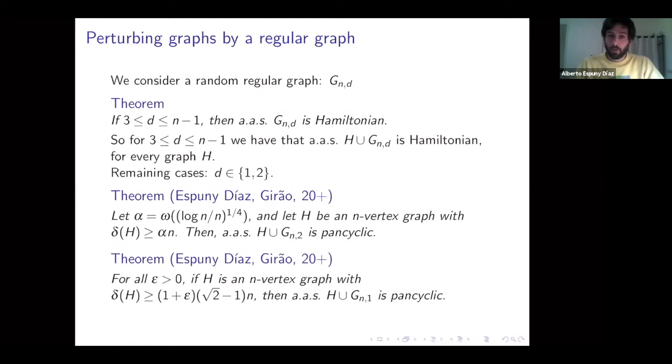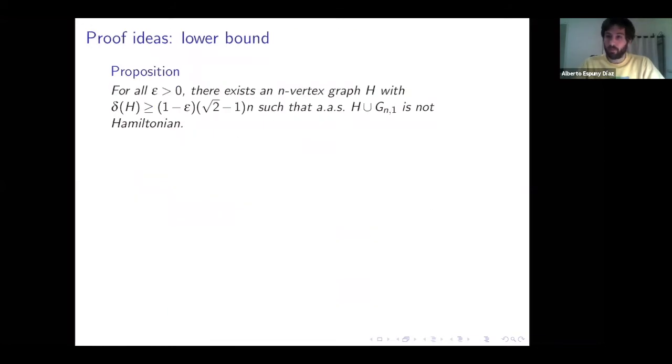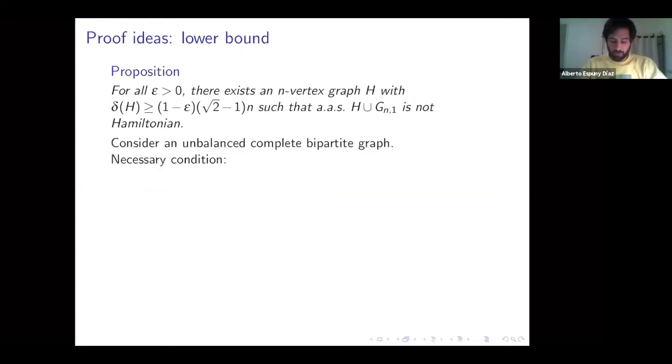So for the rest of the talk, I'm just going to give a few ideas for how to prove these things. I wanted to start with this lower bound, so how to prove that the second theorem I just mentioned is best possible. And that will be this proposition here. And the idea is, well, we want to prove there is a counterexample for the positive statement. And we're just going to consider some unbalanced complete bipartite graph and use that to prove what we want.